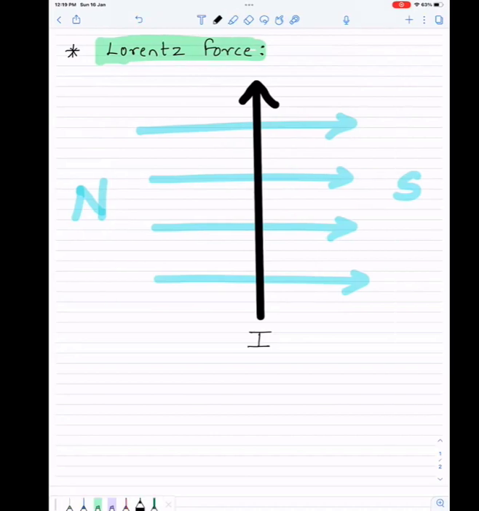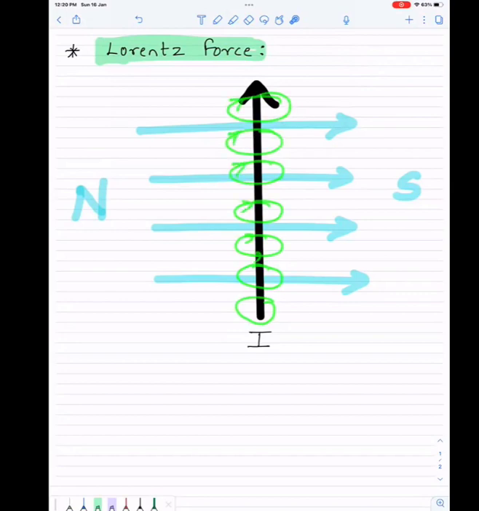Okay. So this force which it experienced is called a Lorentz force. Now first thing, why did it experience the force? That is because when you pass the current through this wire, what is developed around the wire? Anyone remember? Magnetic field lines, right? Field.